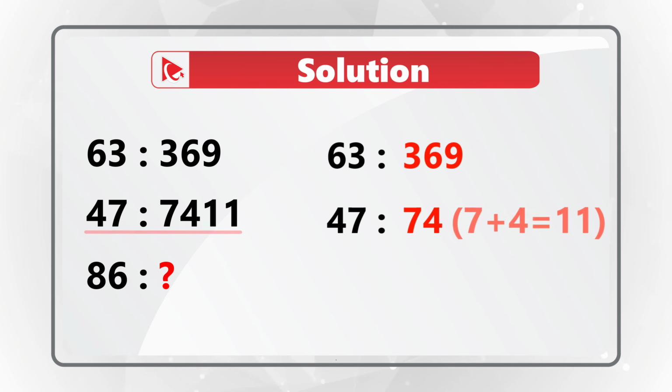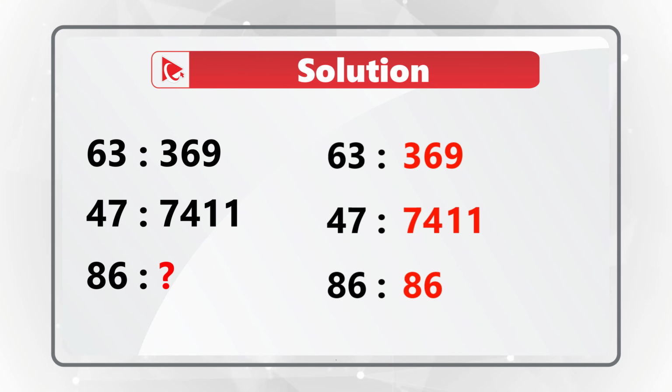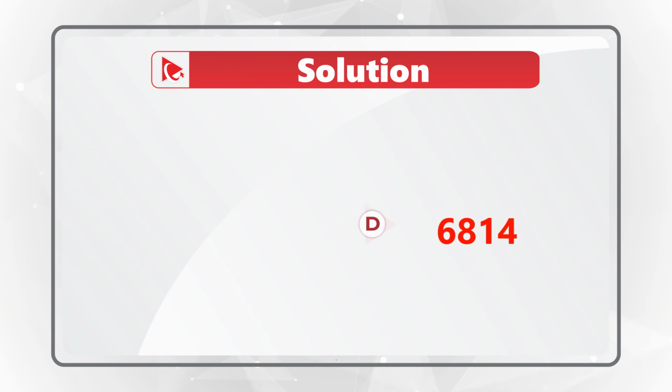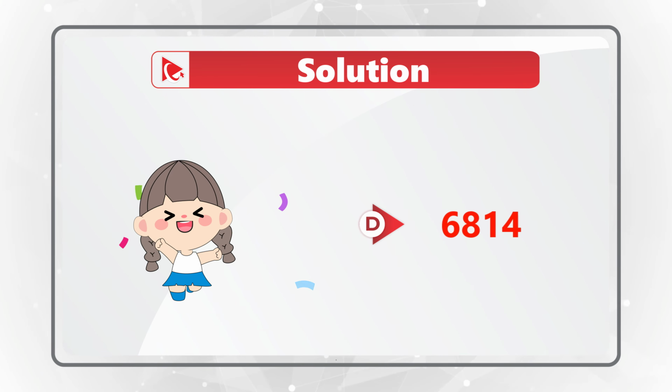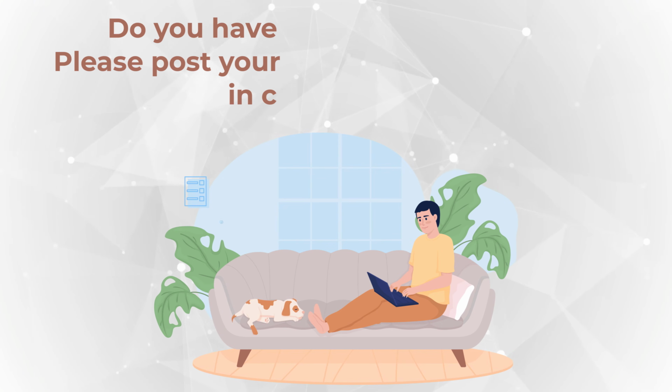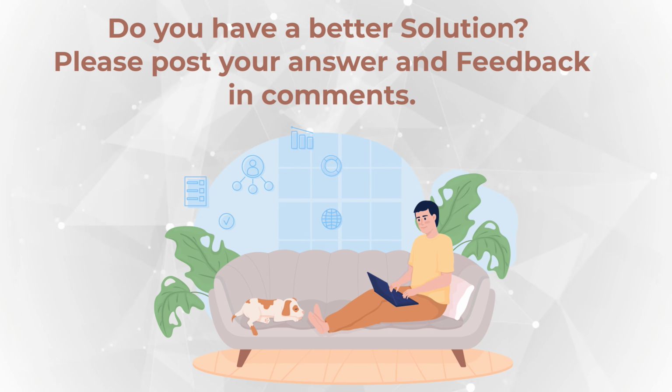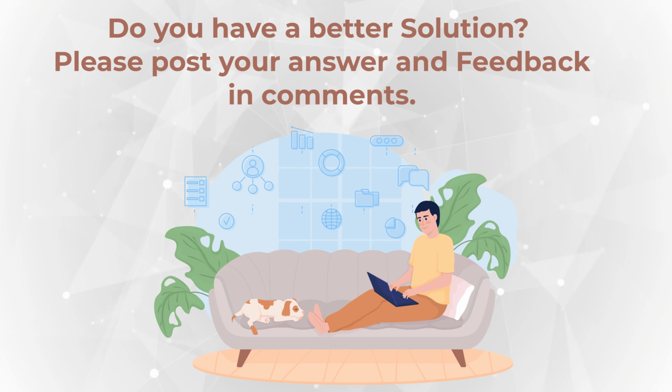So to get to the correct solution for 86, we need to swap 6 and 8 and then add 8 plus 6, which equals 14. So the correct answer here is choice D, 6814. Hopefully you've nailed this question, enjoying this solution, and now know how to answer similar problems on the test.